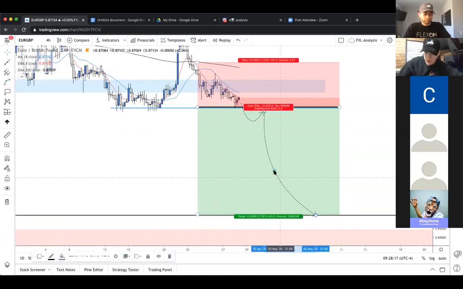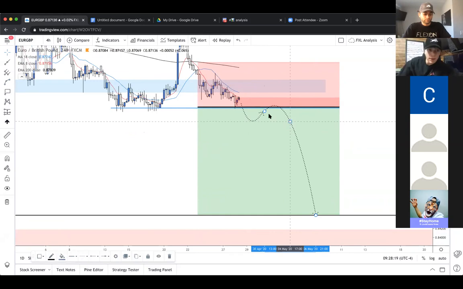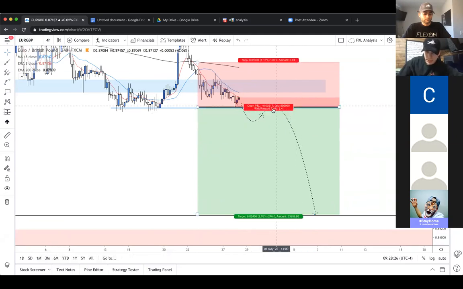Then we're really short on this, because this is going to push lower. Euro is looking pretty bearish right now. So this is going to be the potential setup. We're looking to get in on this lower high. And this is a 2.4 risk to reward. We're going to risk 100 pips to get 240.